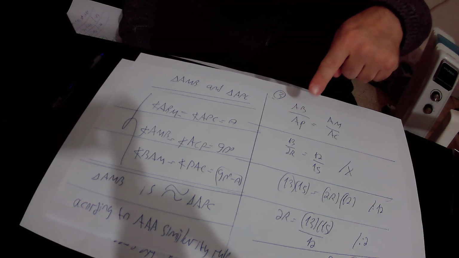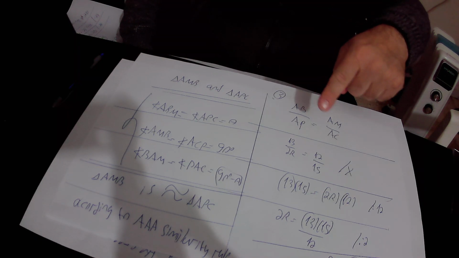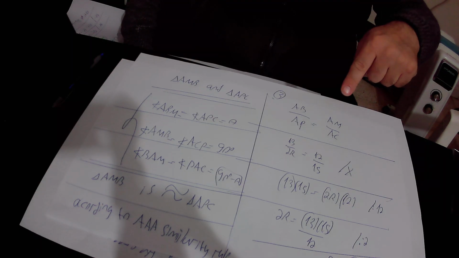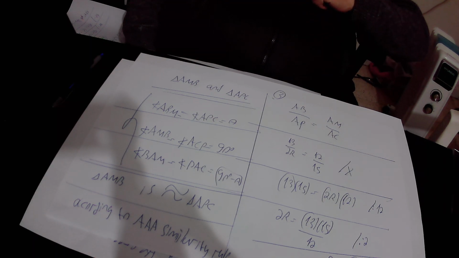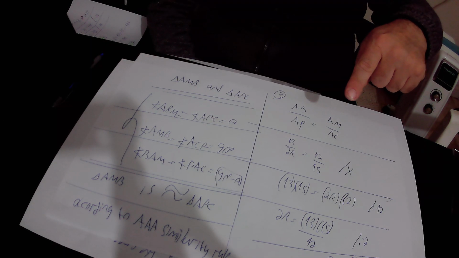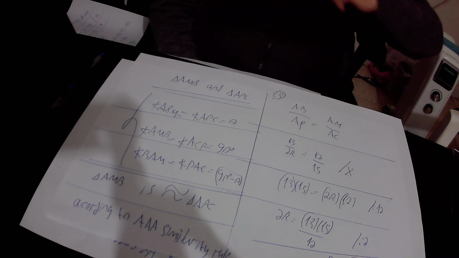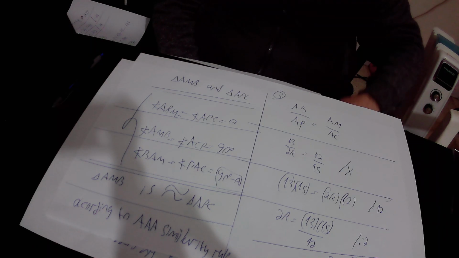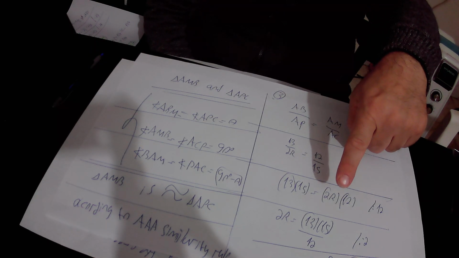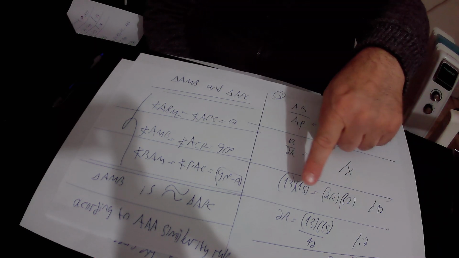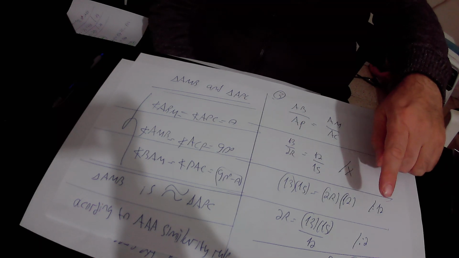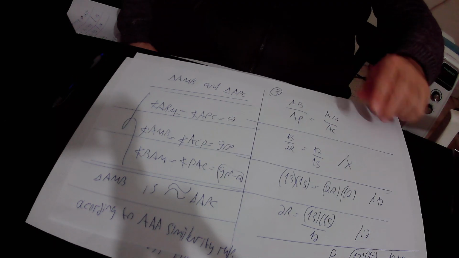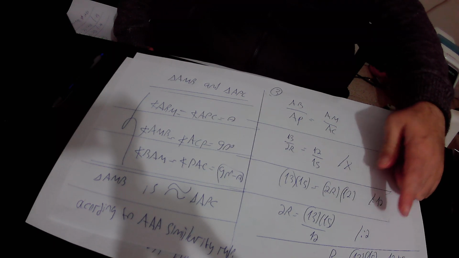AB is 13, AP is the diameter of the circle that is 2R, AM is 12 and AC is 15. Here we cross multiply this equation and find that 13 times 15 equals 2R times 12. Here we divide this equation by 12 and find that 2R equals 13 times 15 over 12. Here we divide this equation by 2 and find that the radius of this circle R equals 13 times 15 over 2 times 12.